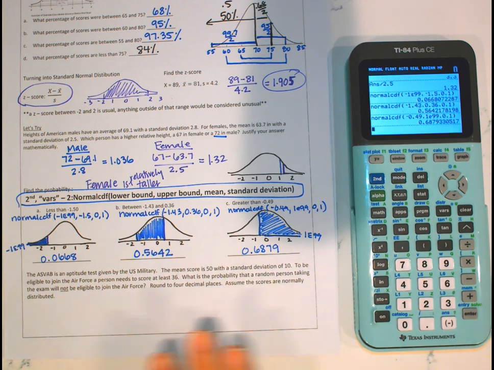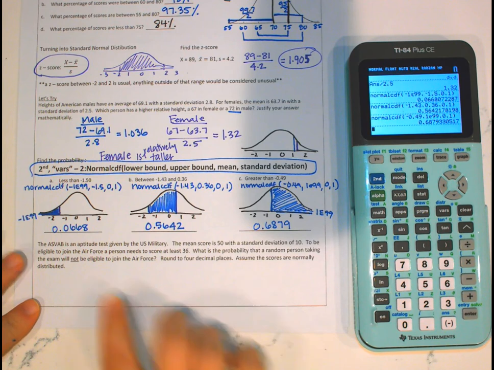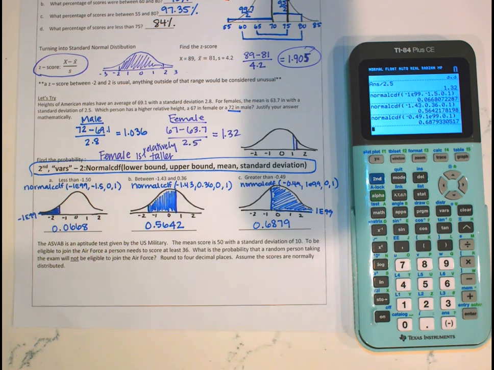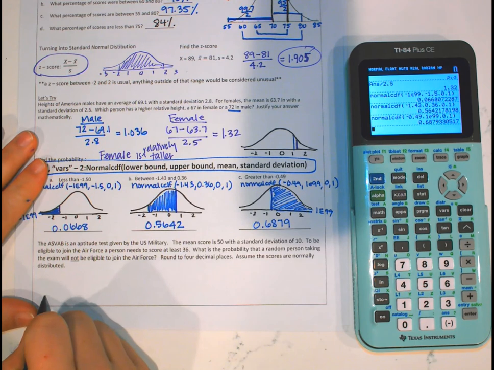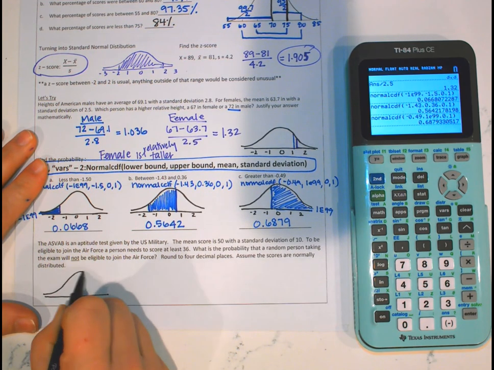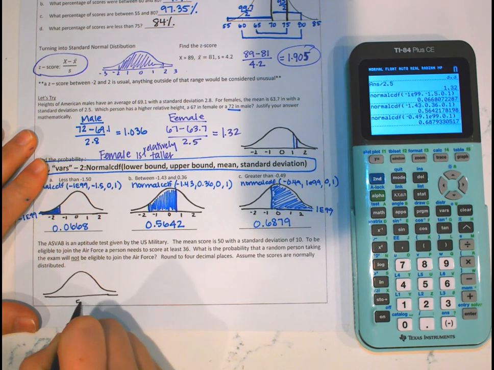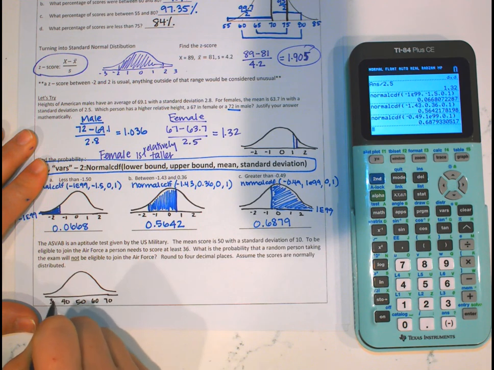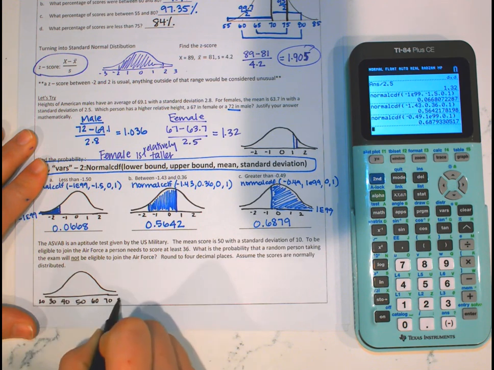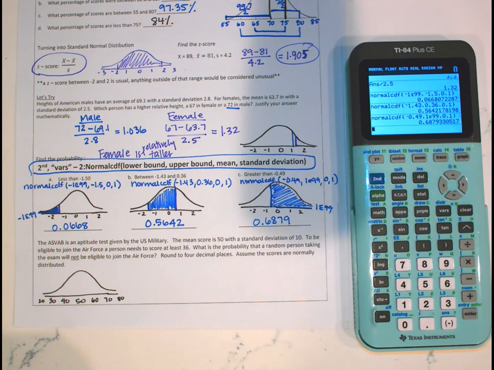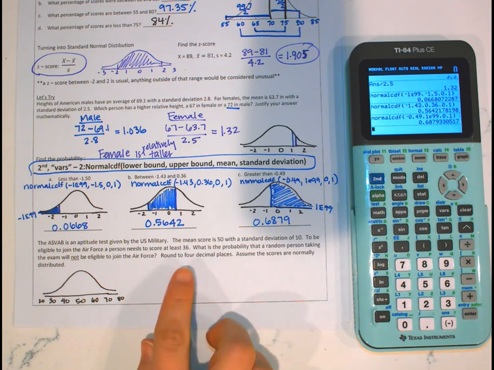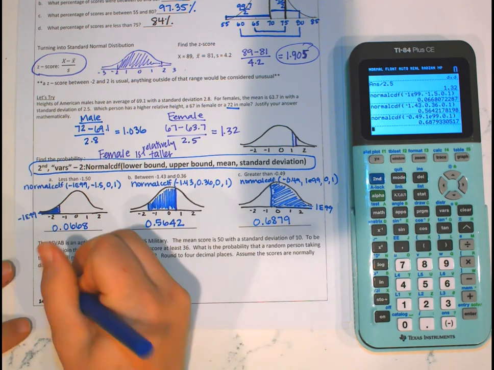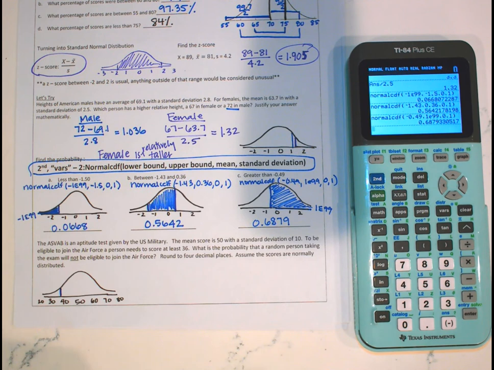So if we look at an example here, the ASVAB is an aptitude test given by the U.S. military. The mean score is 50 with a standard deviation of 10. So if I look at my normal curve, my mean score is 50, and then my standard deviation is 10. So it looks something like this on my curve. To be eligible to join the Air Force, a person needs a score of at least 36. So 36 would be right about there. So if you scored higher than a 36, you would be eligible.